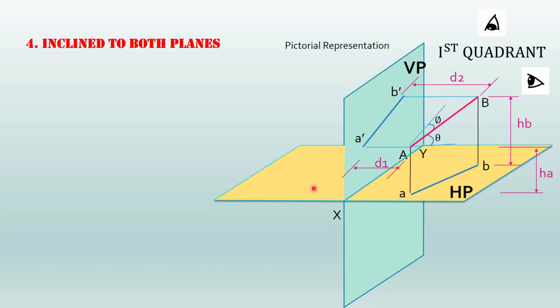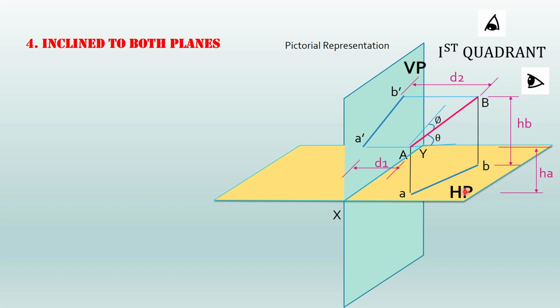Now, let's move on to the fourth case, that is the line inclined to both the planes. So in this case, when we try to project the original line on the vertical plane as well as on the horizontal plane, the length of the elevation as well as the length of the plan which is obtained will not give the true length. Why? Because the line is inclined to both the planes.